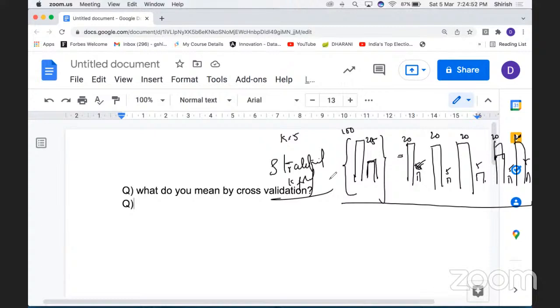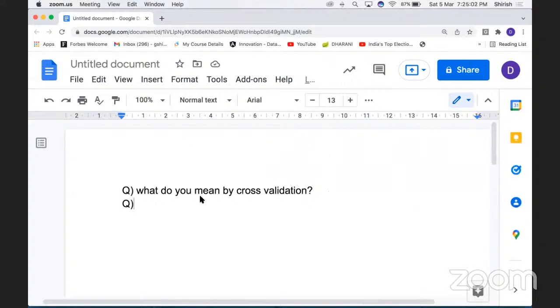The next thing is when we are evaluating any model: what are the metrics and how do you choose the metrics here?